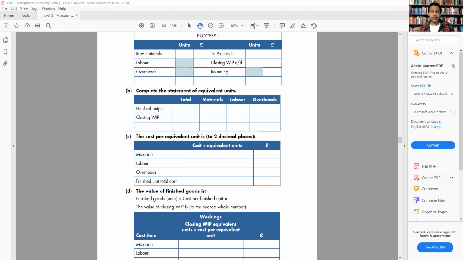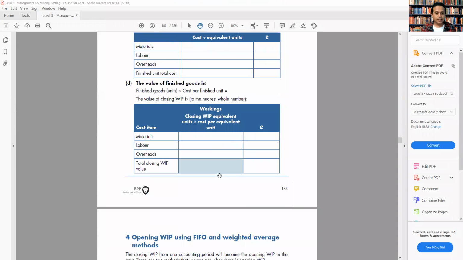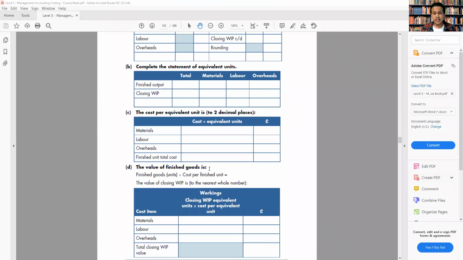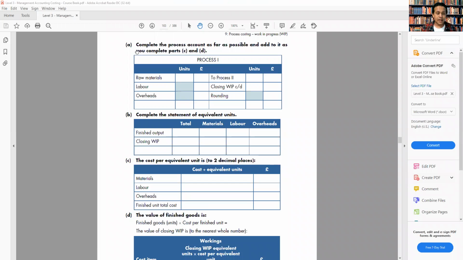So cost per equivalent unit. We have to divide the total cost by the equivalent unit. That will give us that. And the question mentioned two decimal places, so we have to do that. Then we have the value of the finished good. There are a few steps involved here. You have to calculate A, B, C, and D. So let's try to identify how much we can do.